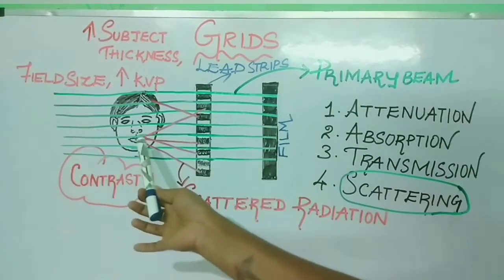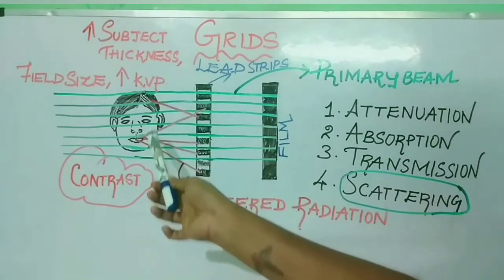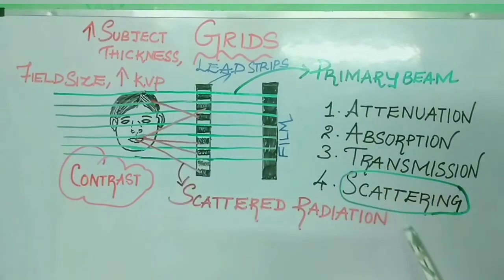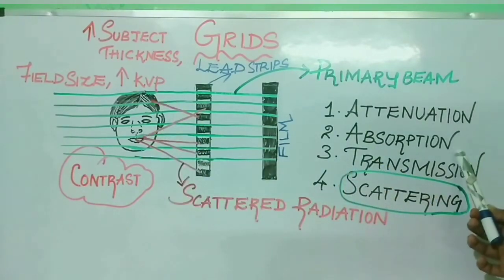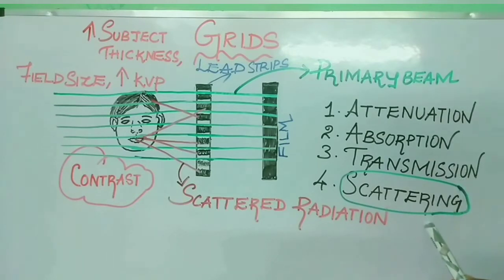When an X-ray beam interacts with matter or any subject, four things will happen: attenuation, absorption, transmission and scattering. Attenuation is where the intensity of radiation is reduced. If the thickness and atomic number of the material is more, attenuation will be greater. Attenuation of the X-ray beam is caused by coherent scattering, Compton scattering, photoelectric effect and pair production.